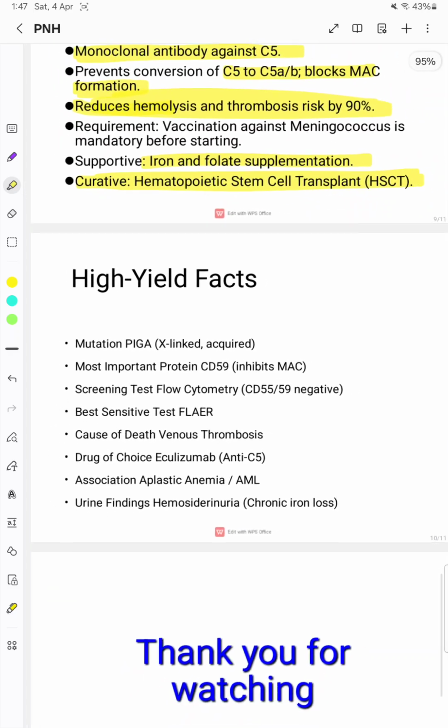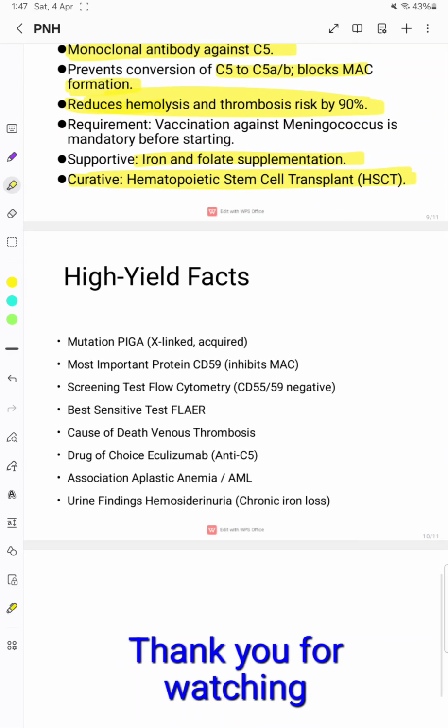Now high yield points for the NEET PG exam. The mutated gene in PNH is the PIGA gene, which is X-linked, and this is the only acquired genetic hemolytic disorder. The most important protein is CD59, also known as membrane inhibitor of reactive lysis. Screening test is flow cytometry, or the most sensitive or best test is FLAER. Cause of death is venous thrombosis. FLAER is also flow cytometry. Drug of choice is eculizumab.